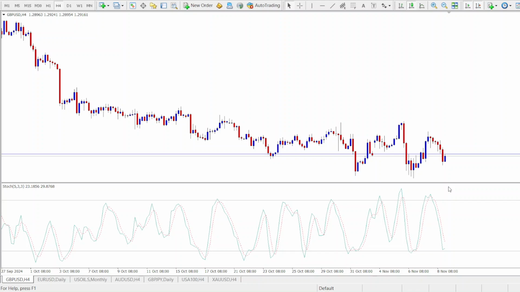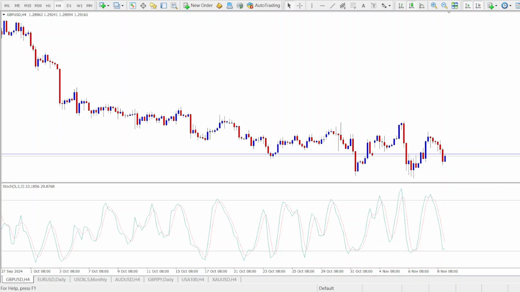The idea behind the stochastic is simple. When the market is overbought or oversold, the stochastic can help you identify when a reversal is likely to happen. It's calculated by looking at the current closing price relative to the high-low range over a certain period, which gives you a value between 0 and 100, as we can see right here.